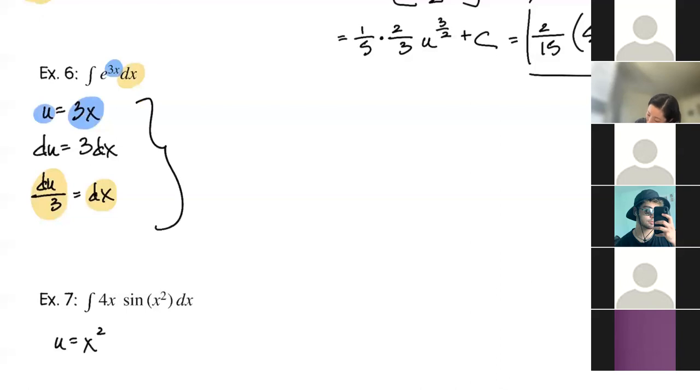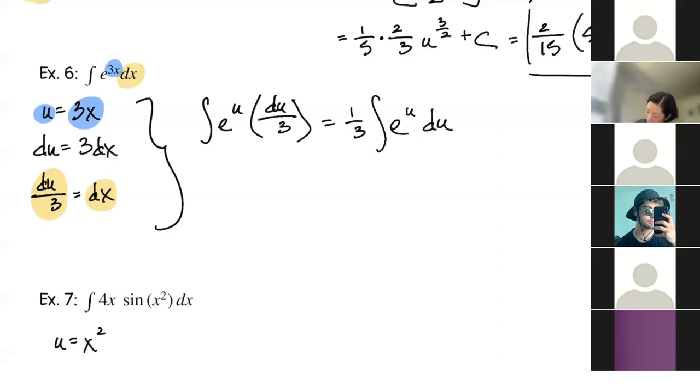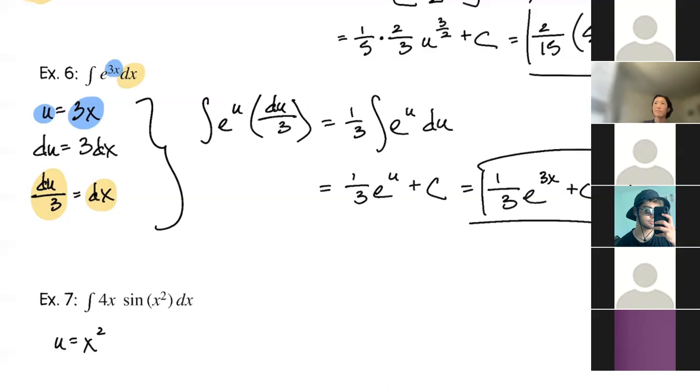Now that is going to get me to the integral of e to the u times du over 3, which is 1/3 the integral of e to the u du. Even though we have not technically done this section yet, we know the derivative of e to the x is just e to the x, which means the integral of e to the x is e to the x. So we'll get 1/3 e to the u plus c. And then we plug back in that 3x, so we get 1/3 e to the 3x plus c.